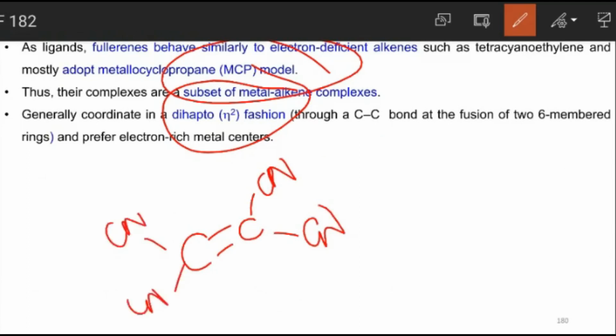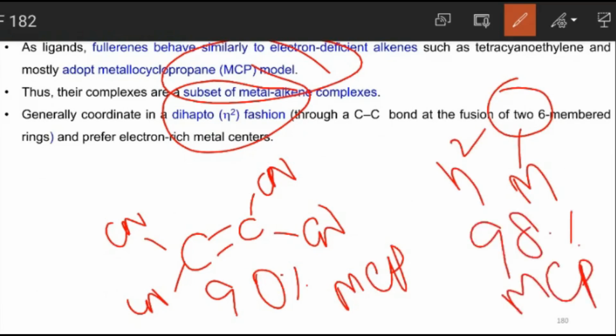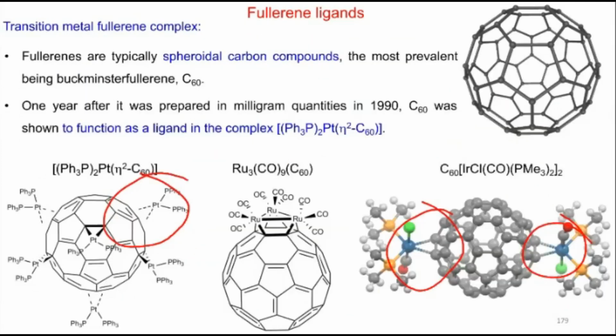Tetracyano. If you're asking for the DCD model, this will have only 90% of the MCP model. Tetracyano is a highly electron-withdrawing group, but your fullerene with a metal compound, the hapticity 2, this is actually 98% of your MCP model. That clearly indicates that your fullerene is a very powerful electron-withdrawing species. Therefore, in all the cases, your fullerene actually adopts the MCP model, not the DCD model.